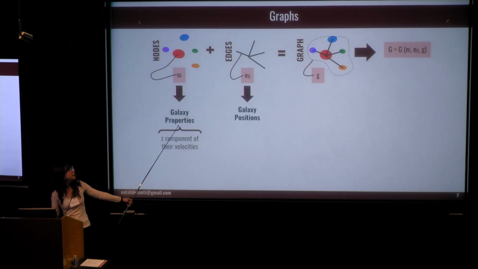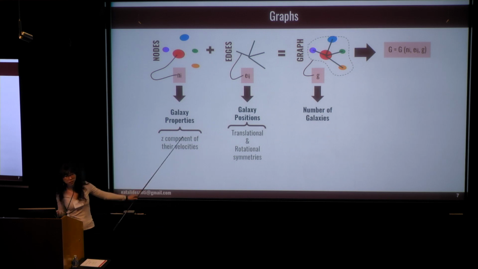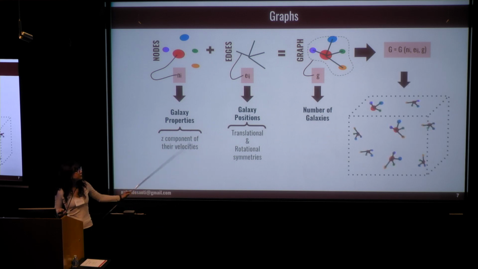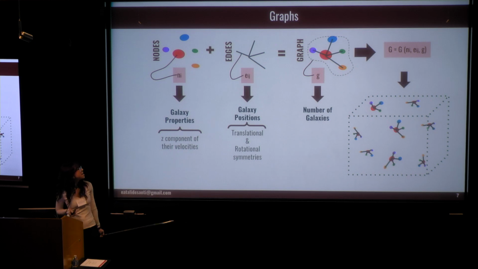The edges we determine by taking into account the position of the galaxies, and then we consider the edge attributes just to take into account translational and rotational symmetries. So our global property is the number of galaxies. And then each one of these galaxy catalogs is going to be a graph for us, which you can see in this pictorial version right there.